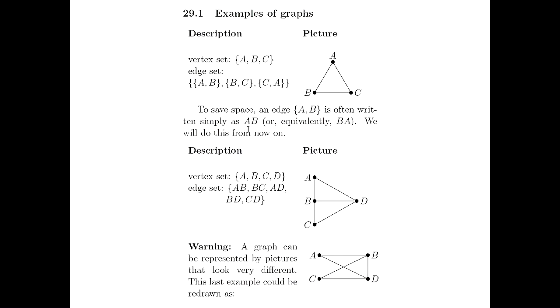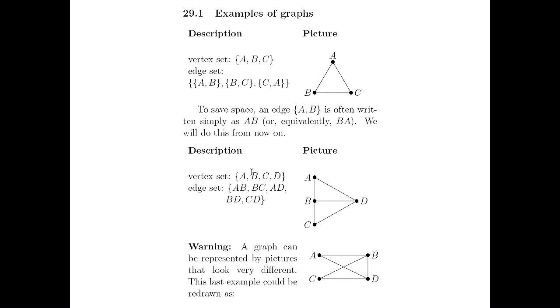Which is nice because it means you don't have those curly brackets anymore, but it does mean you've got to remember that AB is still the same as BA, right? We could have written it either way, means the same thing because both of them represent the set containing A and B, right?